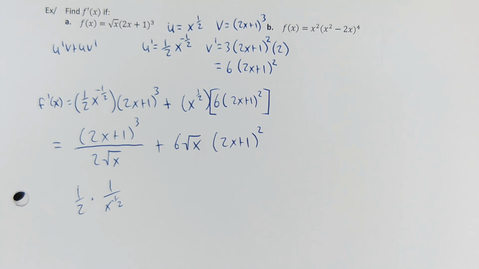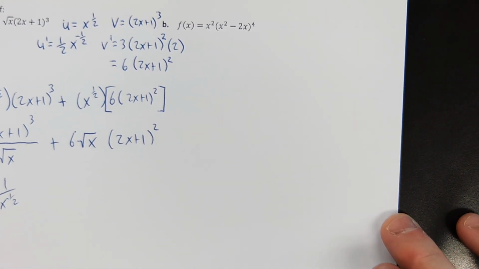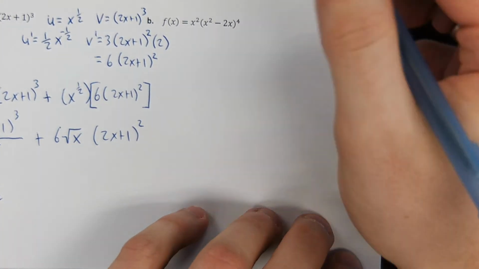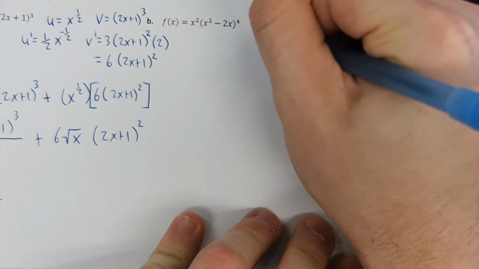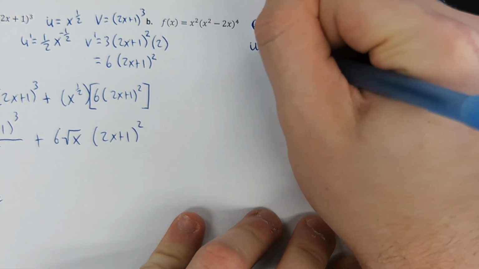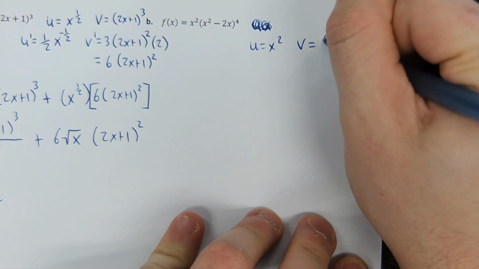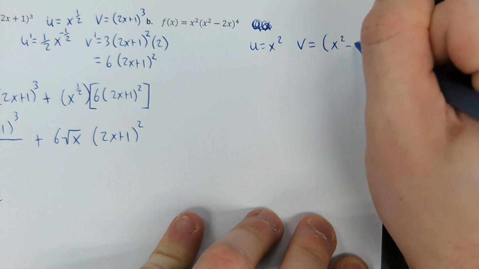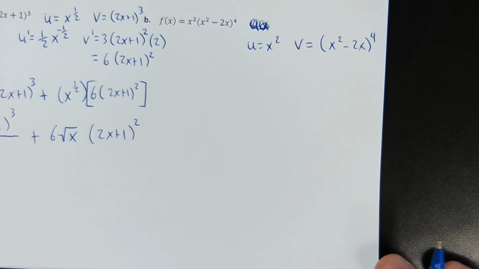All right, and I don't know if I'm going to have the space to fit all of part B on here, but I am going to do my best. You wrote really large, did you? We definitely could fit it. So u equals x squared, and v, once again, we're going to require a chain rule when we find v prime, is x squared minus 2x to the 4th. Hey, at least there won't be any radicals this time, right?